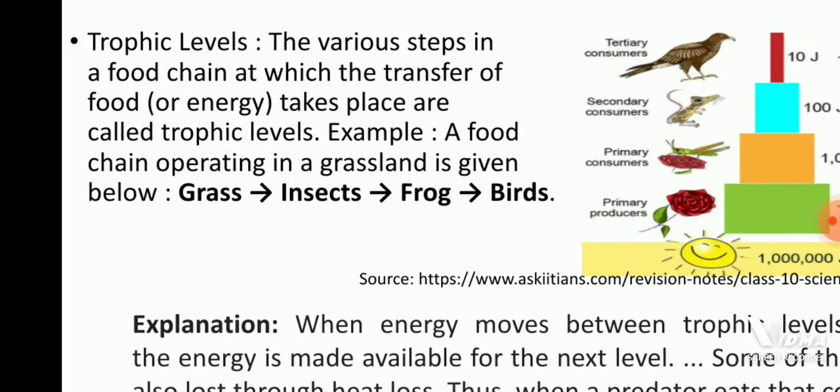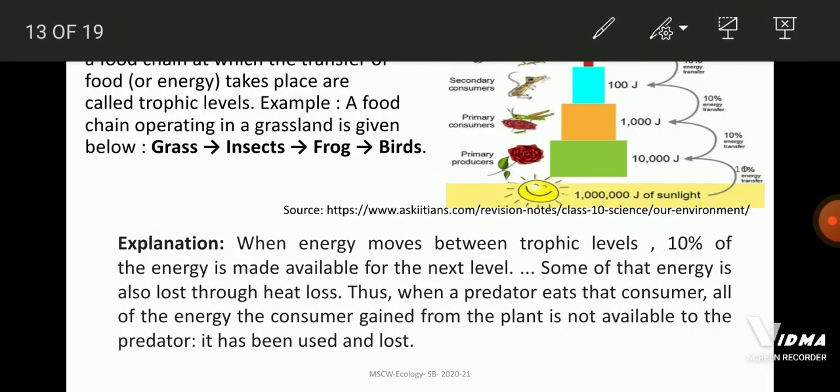It is clear from this picture that there is always 10% of energy which is made available for the next level. Some of that energy is also lost through heat. Thus, when a predator eats that consumer, all of the energy the consumer gained from the plant is not available to the predator. It has been used and lost.